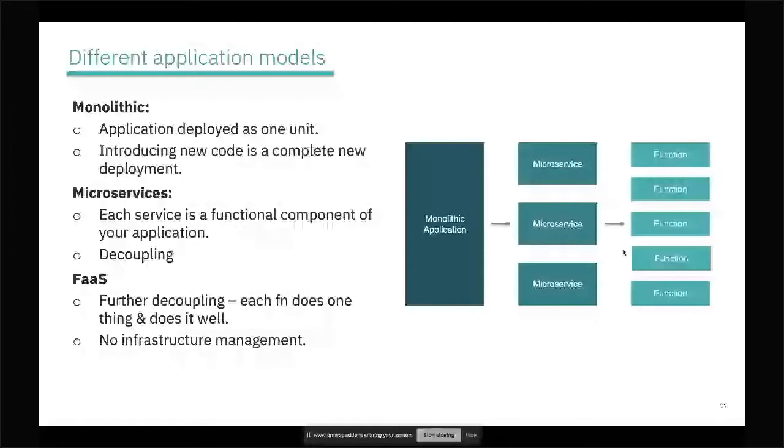FaaS or functions is further much smaller than that. So it decouples much further: one particular unit is going to do exactly one task. It is totally up to you how you want to define your functions, but functions are supposed to be really, really small logical units, much smaller than what your microservices are doing. So for example, if in the UI you have a shopping cart, payment, and the display showing the catalog, these can all be divided much further into functions. And as function as a service offers, you don't need to take care of the infrastructure.